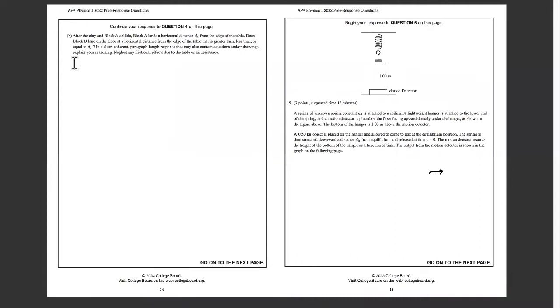All right, so let me go ahead and actually switch over to text then, because that's going to make this a lot easier. Okay. After the clay and block A collide, block A lands a horizontal distance dA. Does block B land at a horizontal distance greater than, less than, or equal to dA? Well, the answer is going to be greater than. So block B lands at a horizontal distance greater than that of block A.